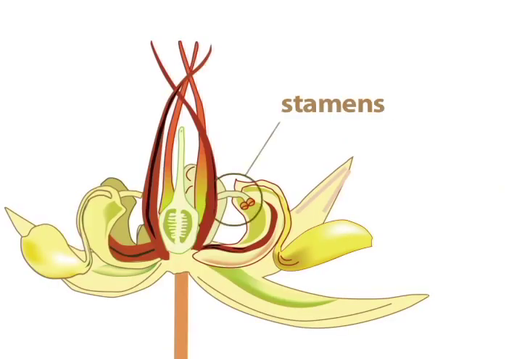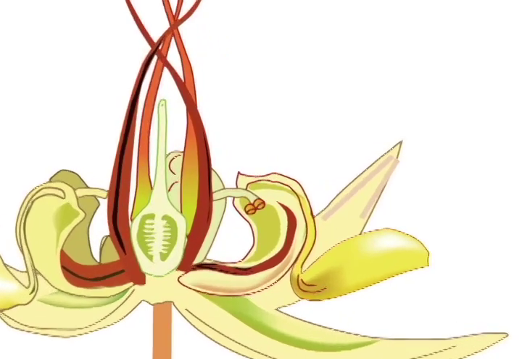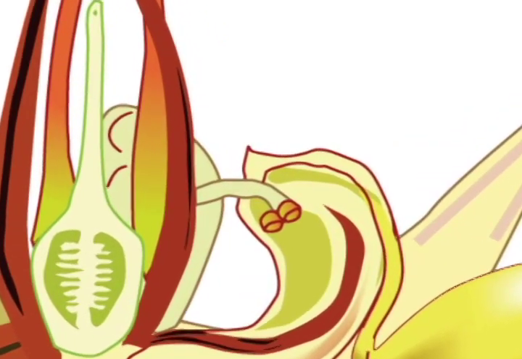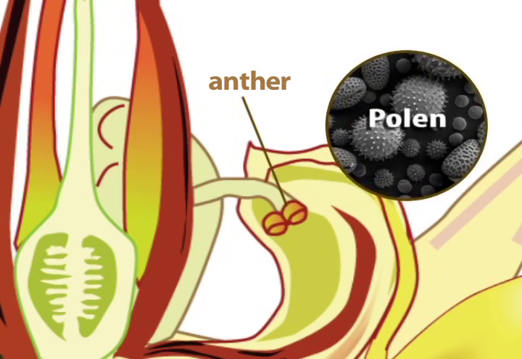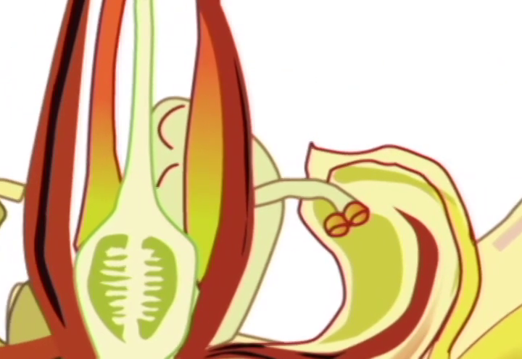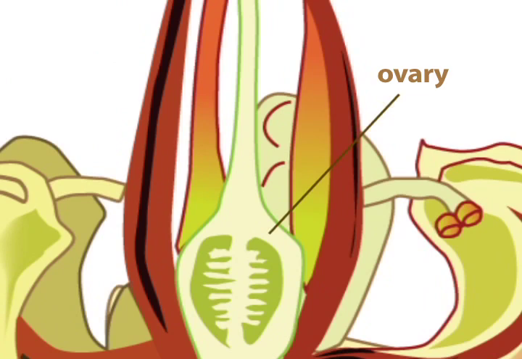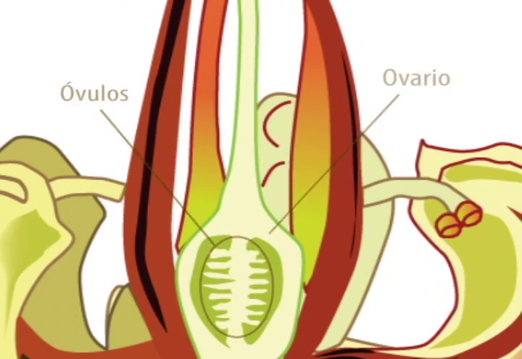After the staminoids, we find the stamens, which are like little stalks with a small sac at the tip called the anther. Inside the anther, there are the pollen grains, small, hairy, sticky balls that are very hard to see with the naked eye. The pollen grains are the male part of the flower. The center of the flower contains the ovary, a little round sac containing the ovules. This is the female part of the flower.